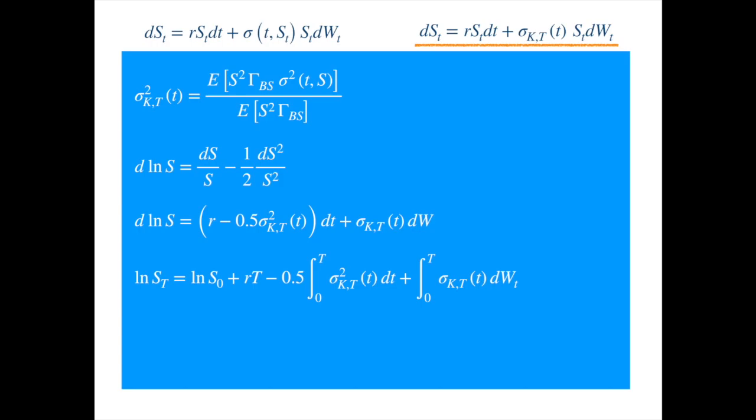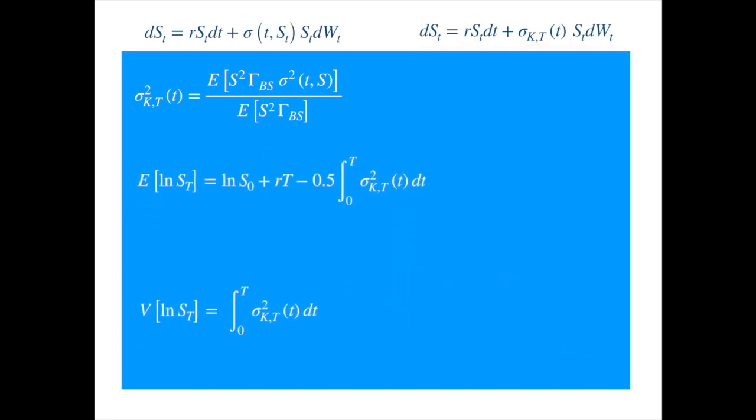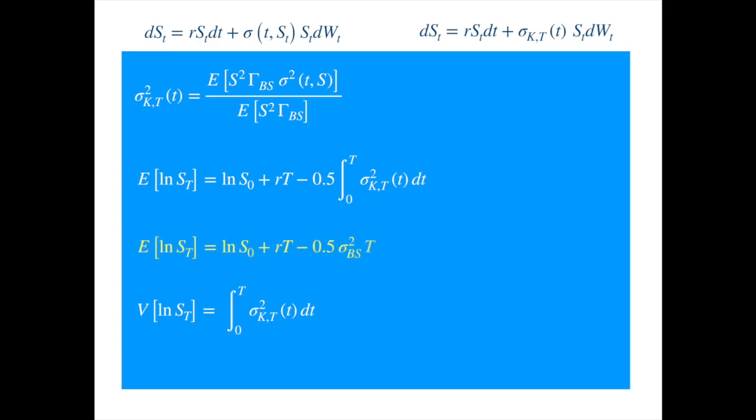We can easily calculate its mean and variance. Mean is just the deterministic part, and the variance by Ito's isometry is just the integral of the square of the coefficients of the dW term, but with respect to dt. In the original Black Scholes, the volatility is constant, so we can take it out of the integral, and the mean would become, you may remember this in the more familiar form. And we would also have the variance as sigma_BS squared times t.